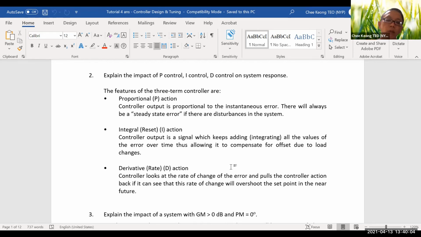And of course, with this D controller, we expect the system to be more stable because it's KDS. There is no 1/S term. And then, of course, it looks at the future and anticipation. So that is for question 1 and 2. Let me right now go to the next question.